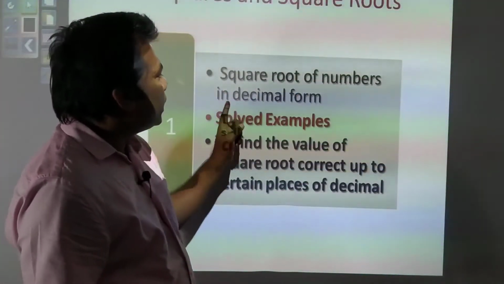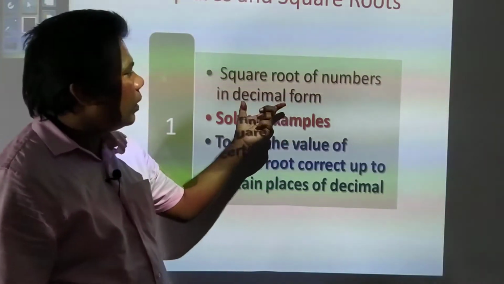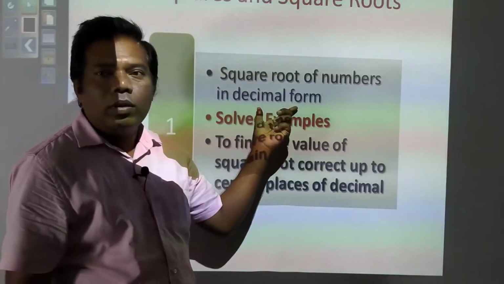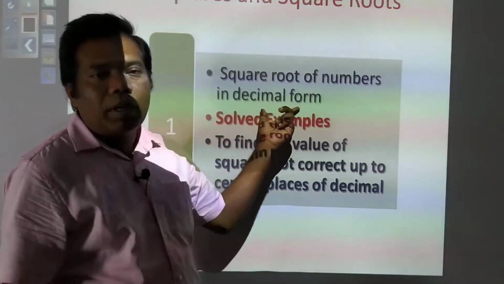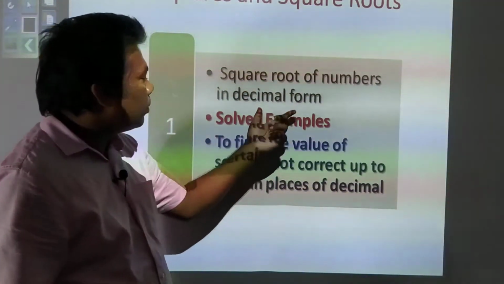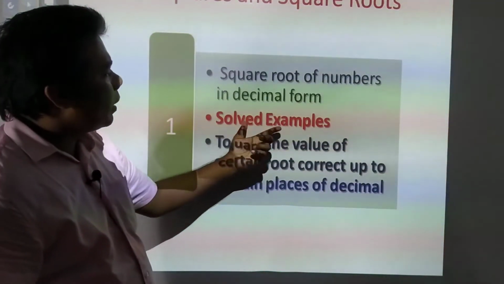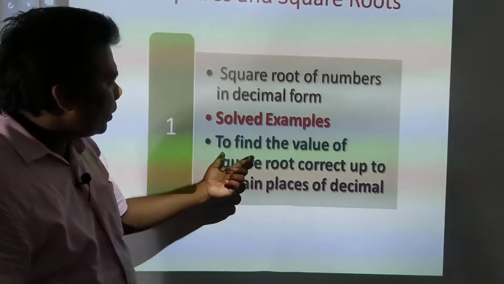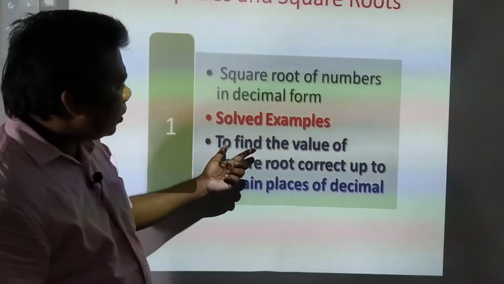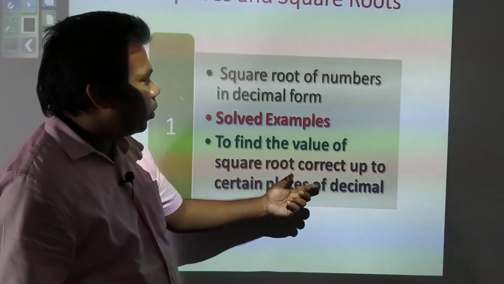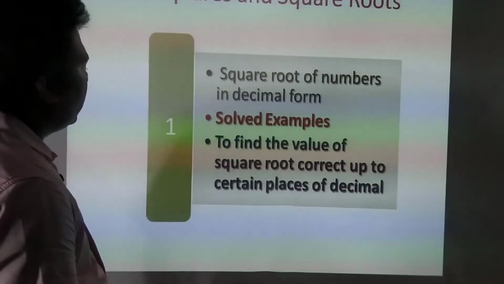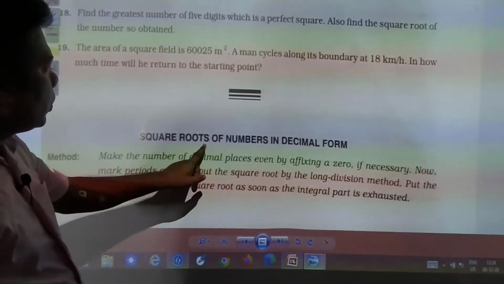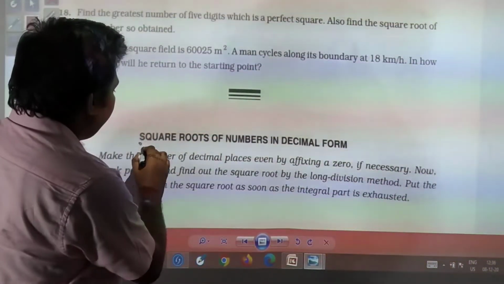square root of numbers in decimal form. We have already seen how to find the square root of other numbers, but here we will see the square root of numbers in decimal form. Then we will see some solved examples, and how to find the value of a square root correct up to certain places of decimal. Okay, so let's start. Here we will see square roots of numbers in decimal form.